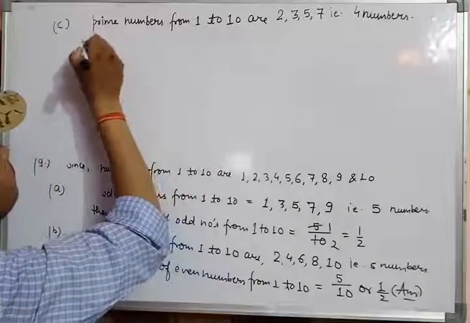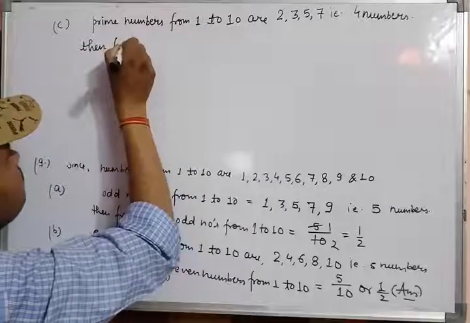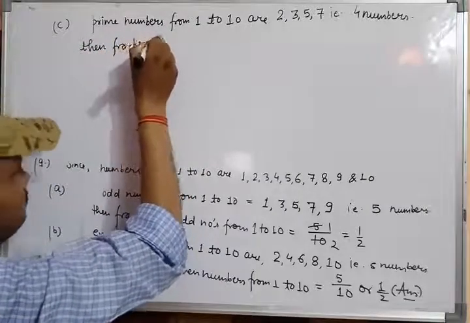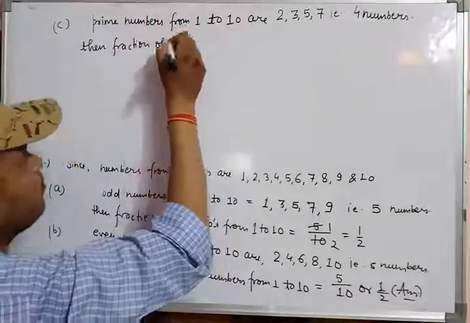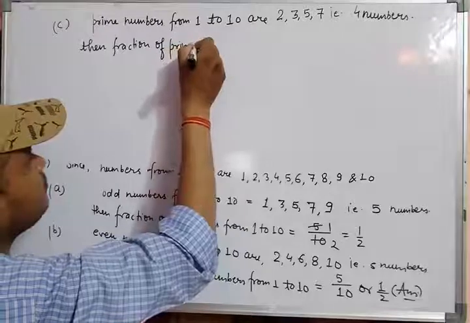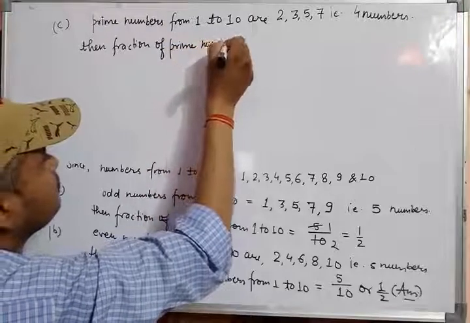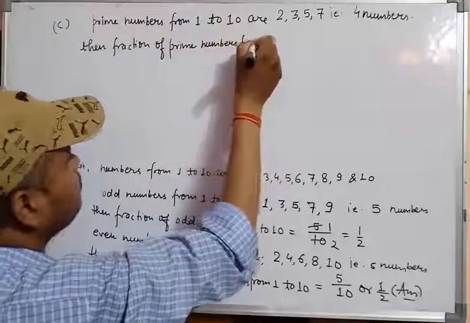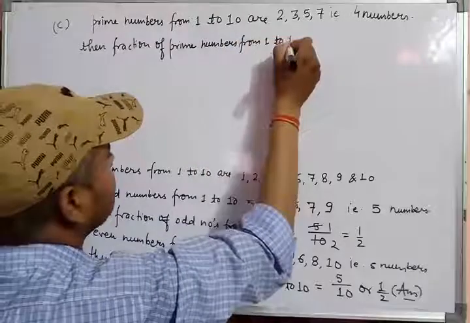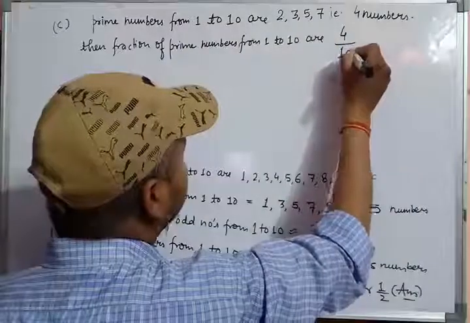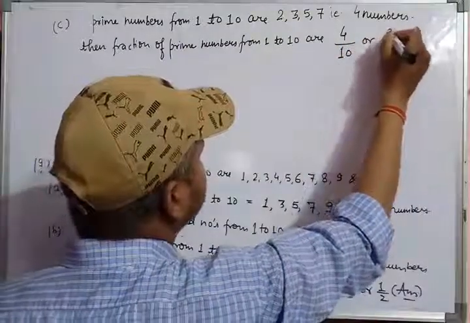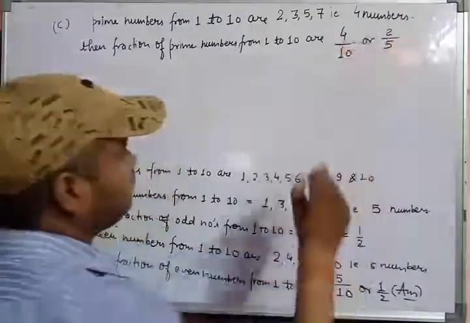Then the fraction of prime numbers from 1 to 10 is 4 upon 10 or 2 upon 5, because 2 twos are 4 and 2 fives are 10.